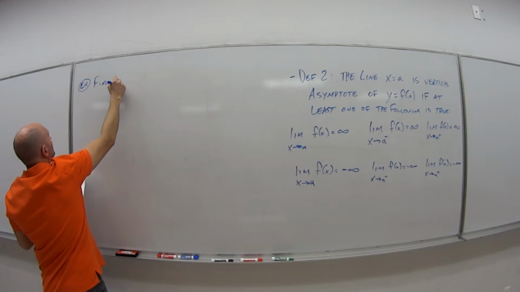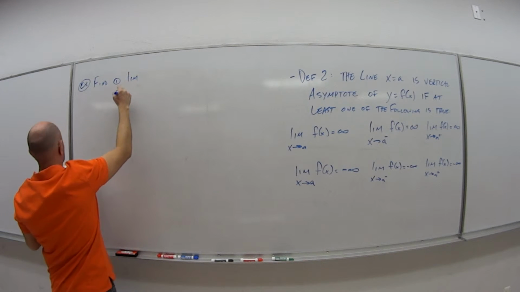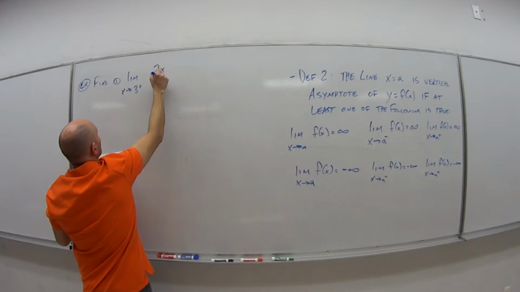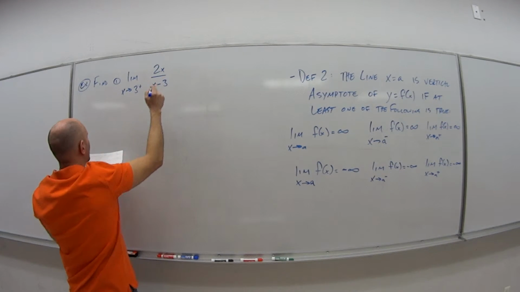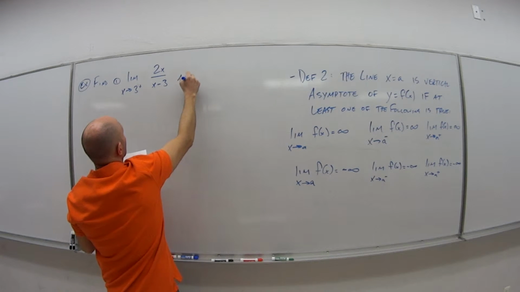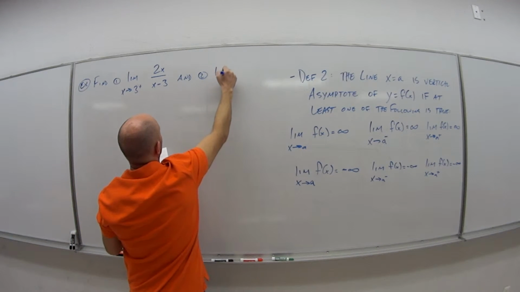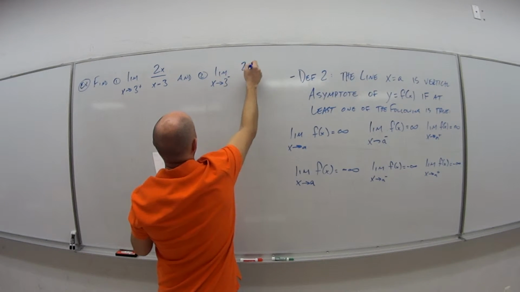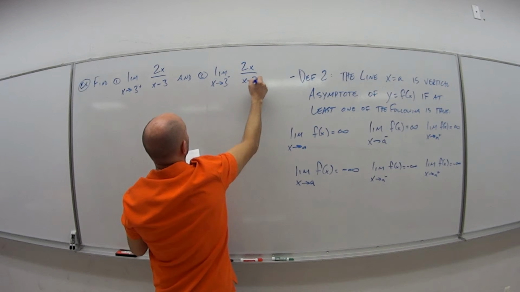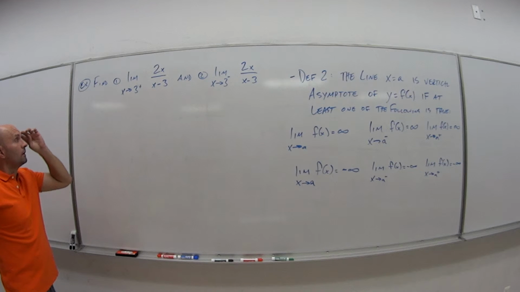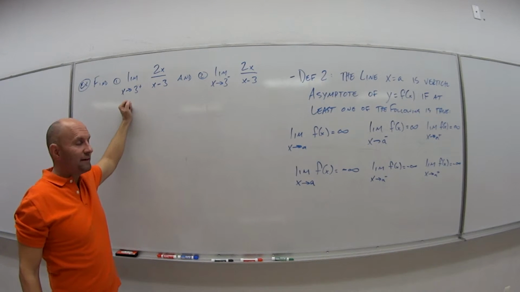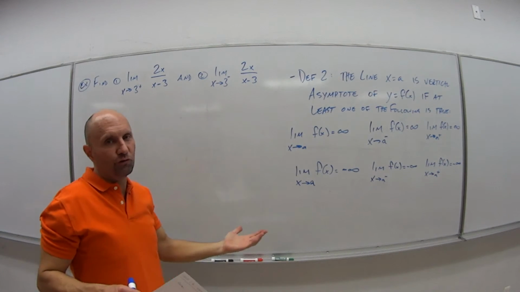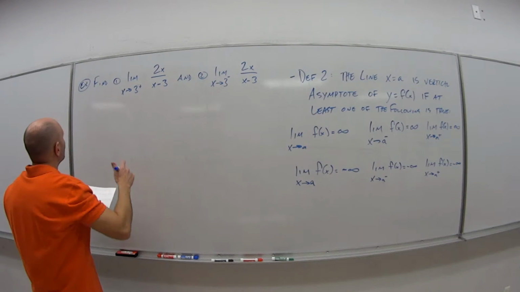So two parts here. We want to find first the limit as x approaches 3 from the right side of 2 over x minus 3, and find the limit as x approaches 3 from the left side of the same function, 2 over x minus 3. So is 3 in the domain? No, it's not, right? Because that'll make the denominator 0 for both of these, so I can't just use direct substitution. So let's look at what happens here.